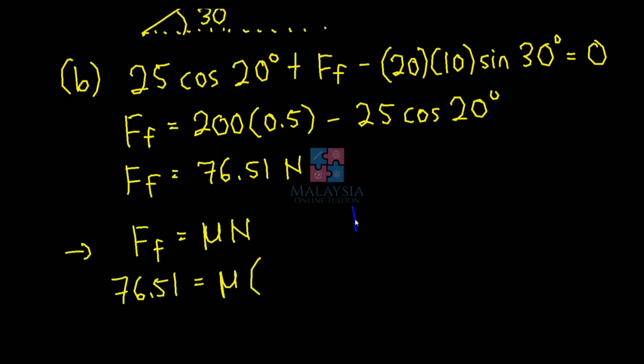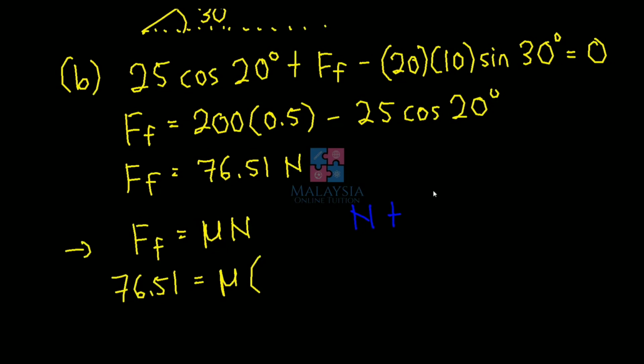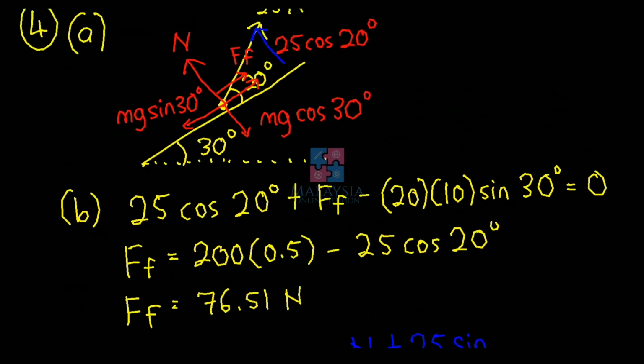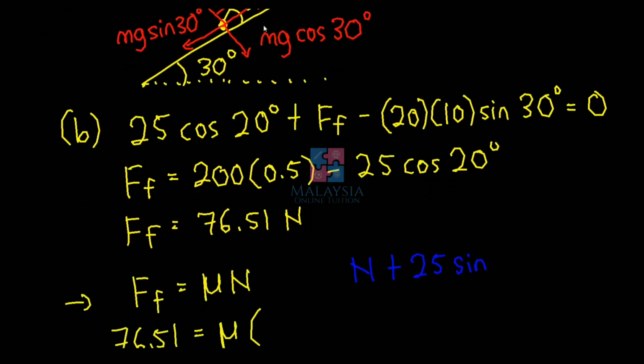So n plus 25 cos 20, since they are in the same direction. Oh, sorry, it's not cos, it's sine. Because just now we used the cos to get the force which is making the particle go up the plane. So the other force will be 25 sine 20 degrees equals mg cos 30. This is just as a side note.